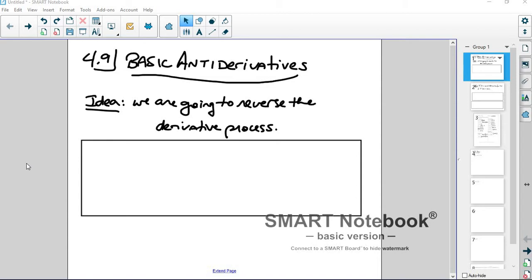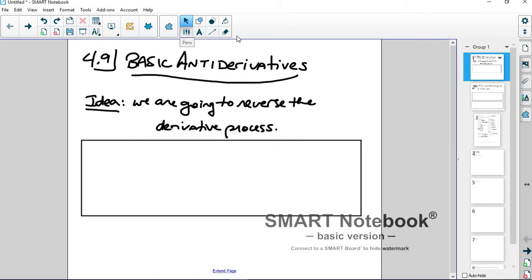This is officially section 4.9. I don't know why our book does it that way. Really, we're starting chapter 5. This is a new shift. This does not really go with the stuff that we were doing with regards to extreme value theorem and optimization and all that stuff. This is kind of reversing the derivative process. That's the idea. We're doing something called antiderivatives.